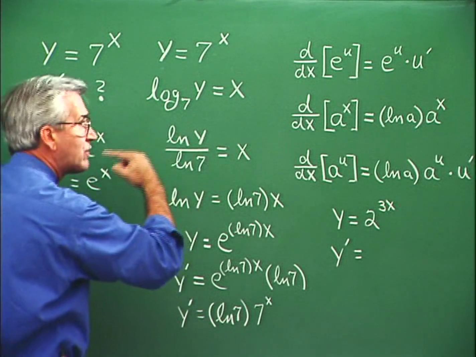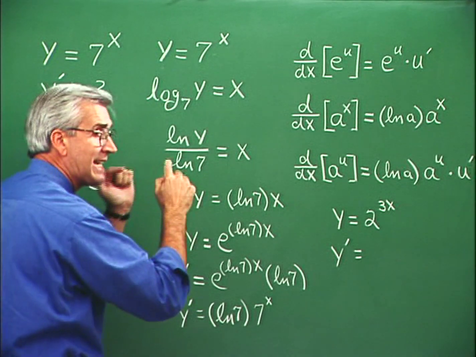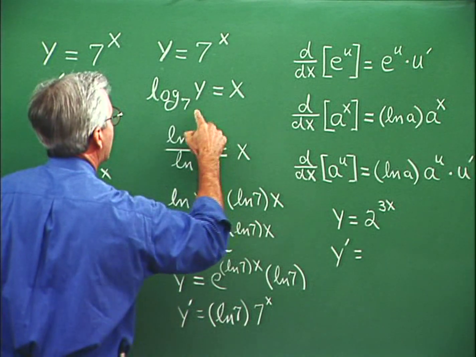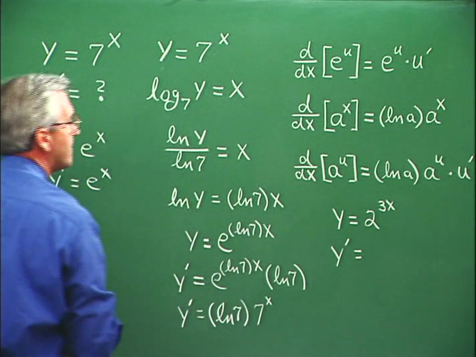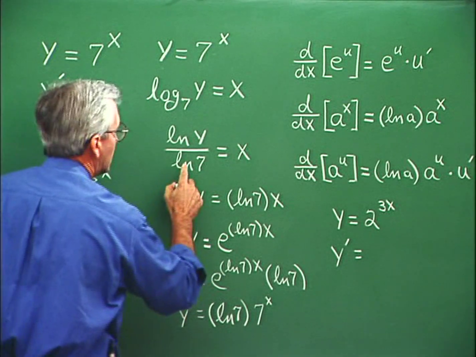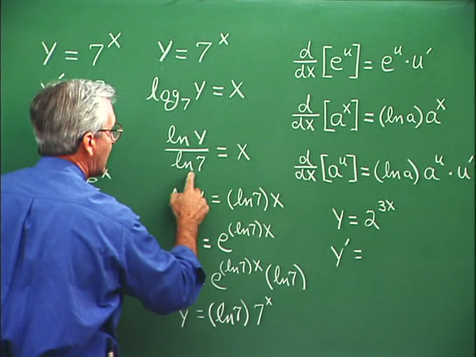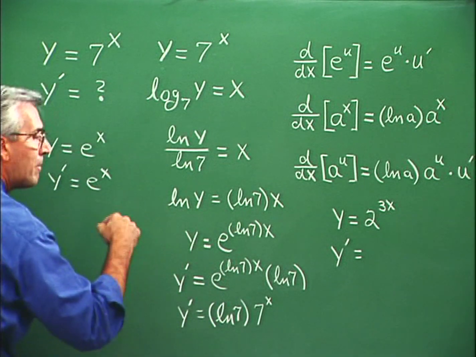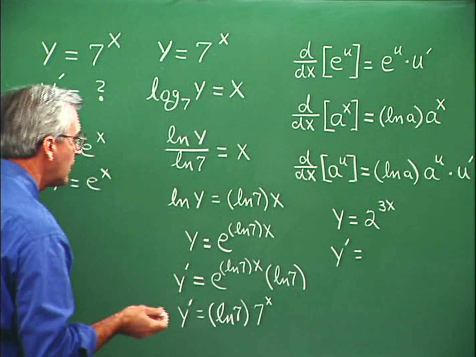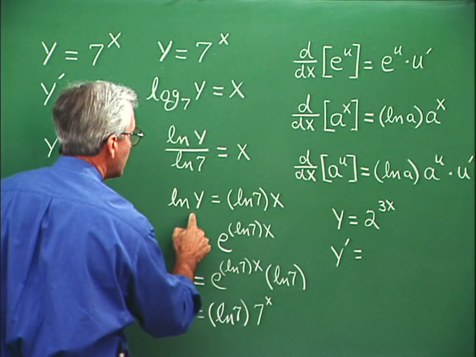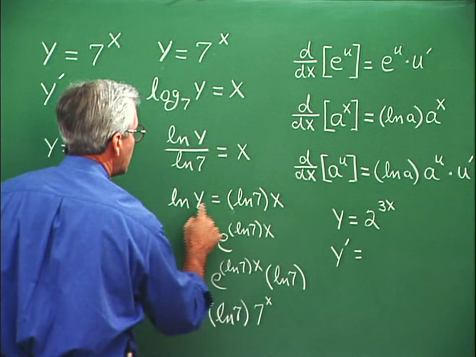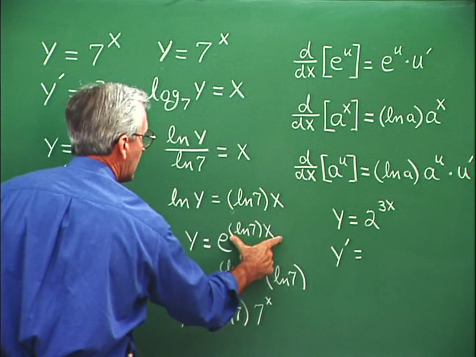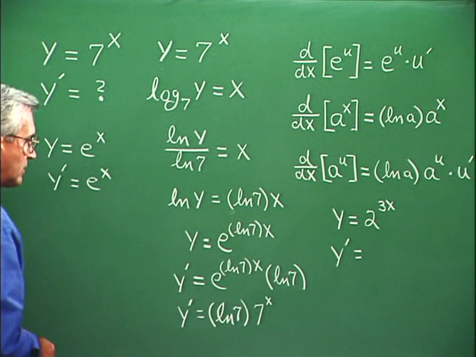By using the change of base idea, changing it into the natural base e, this is ln y over ln 7 on this side. And then multiplying on both sides by ln 7, we get this. Now let's go back into the exponential form. It is base to this exponent is equal to y. So y is e to the ln 7 times x.